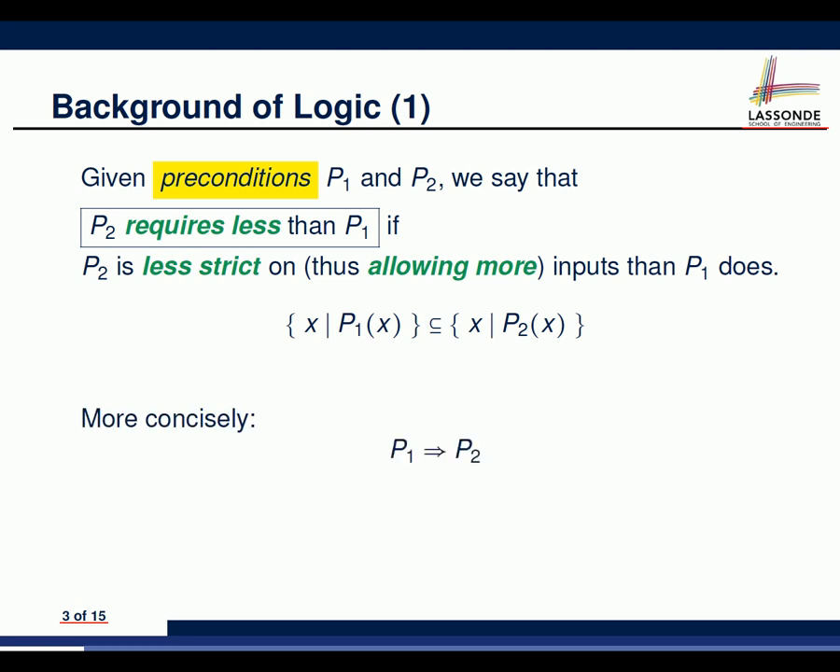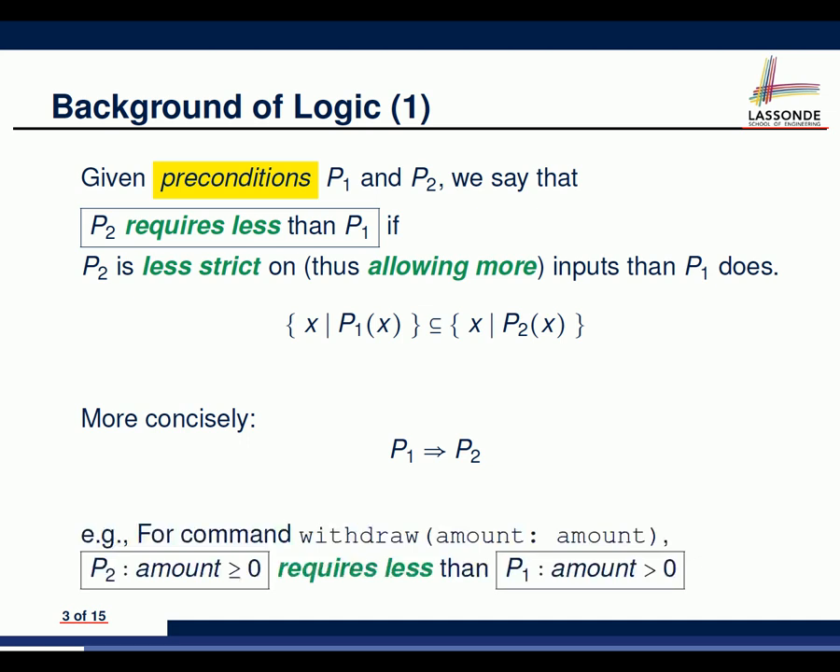Let's have one example. We have our withdraw command, and the withdraw command simply takes some amount over here, okay? Let's say we simply got amount larger than or equal to 0 versus amount larger than 0. I'll help you understand this. It's a simple one, but I think it deserves some attention. Think about these two conditions and see if you're convinced by the following.